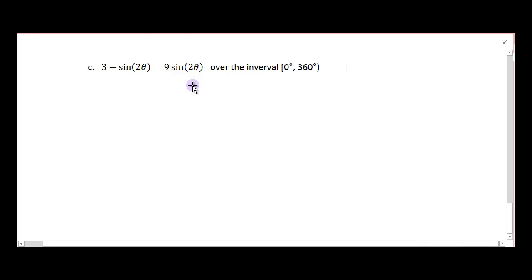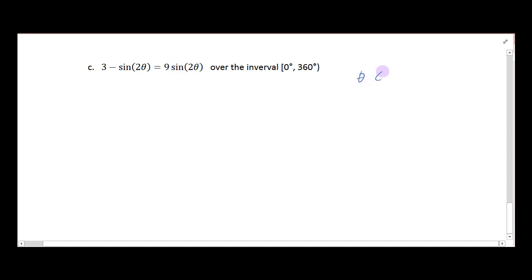So let's look at another example where we're solving a multiple angle equation. Here I have this equation given where I'm solving over the interval between 0 and 360 degrees. Both of these angles are 2 theta, so these would be like terms. I'm going to address the interval issue for a second.